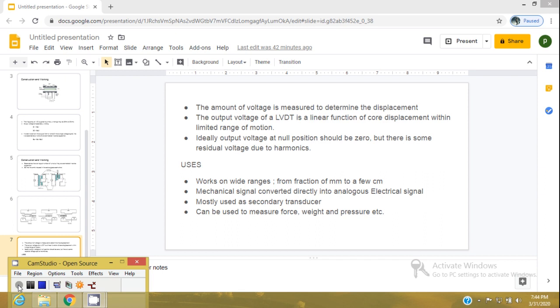Uses: we can use LVDT for measuring a fraction of a mm to a few centimeters. Mechanical signals are converted directly into an analogous electrical signal. It is mostly used as a secondary transducer, and can also be used to measure force, weight and pressure, etc.